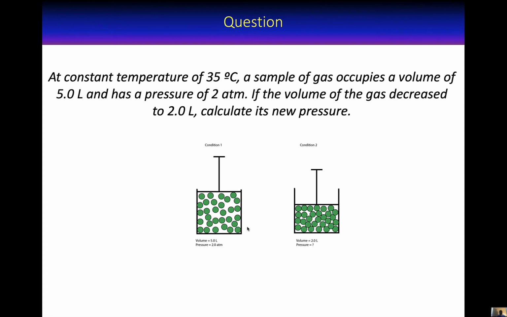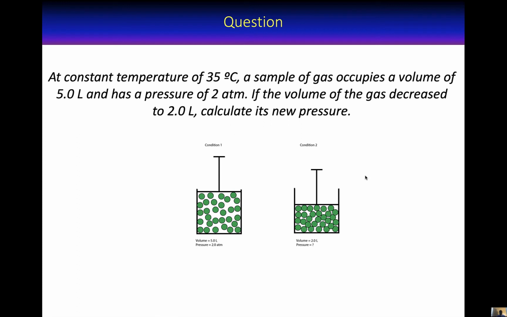To make sense of this, we have an illustration here. We have this same gas at 2 different conditions. The first condition is that the gas has a volume of 5.0 liters and a pressure of 2.0 atmospheres. The second condition is that this same gas occupies a volume of 2.0 liters, but now we are asked to figure out the pressure of this gas at condition 2.